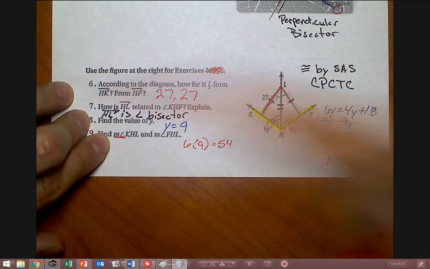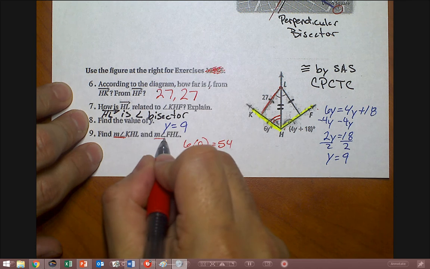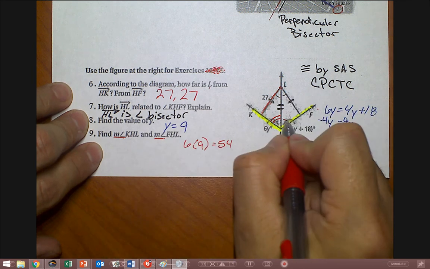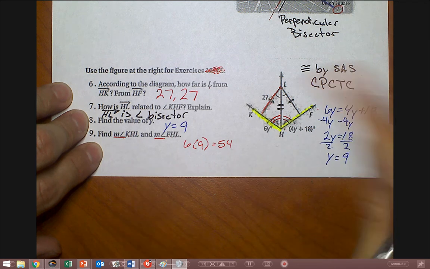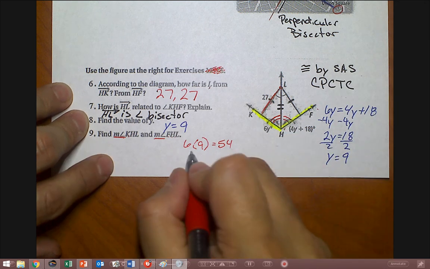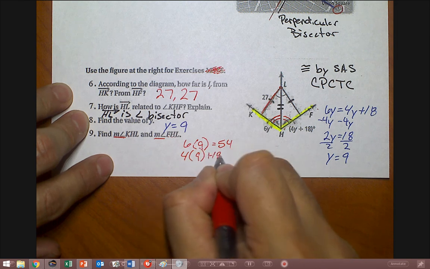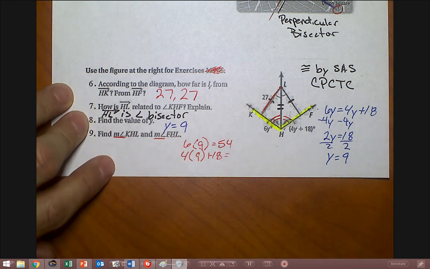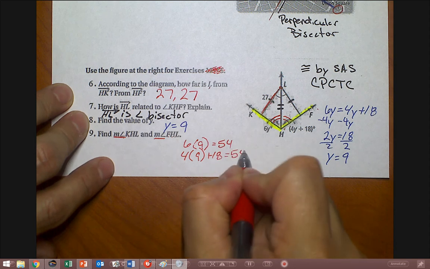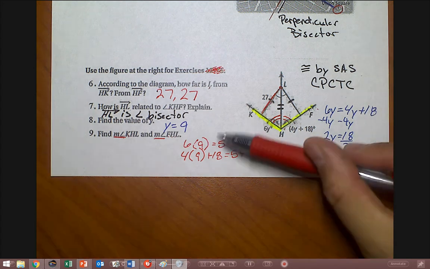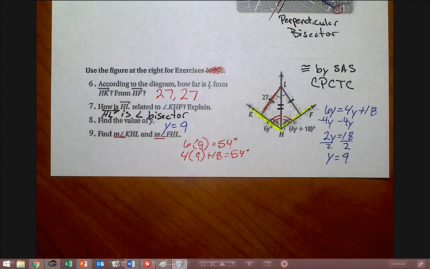Now the next one says measure of angle FHL. FHL is this one in here, so it's 54. But I could also do the math: 4 times 9 plus 18. What does my math give me? 54. What if it doesn't give you that? Does that mean you did something wrong? Yes. If it doesn't give you that, then somewhere you did something wrong, so check your math on both of them. Make sense?